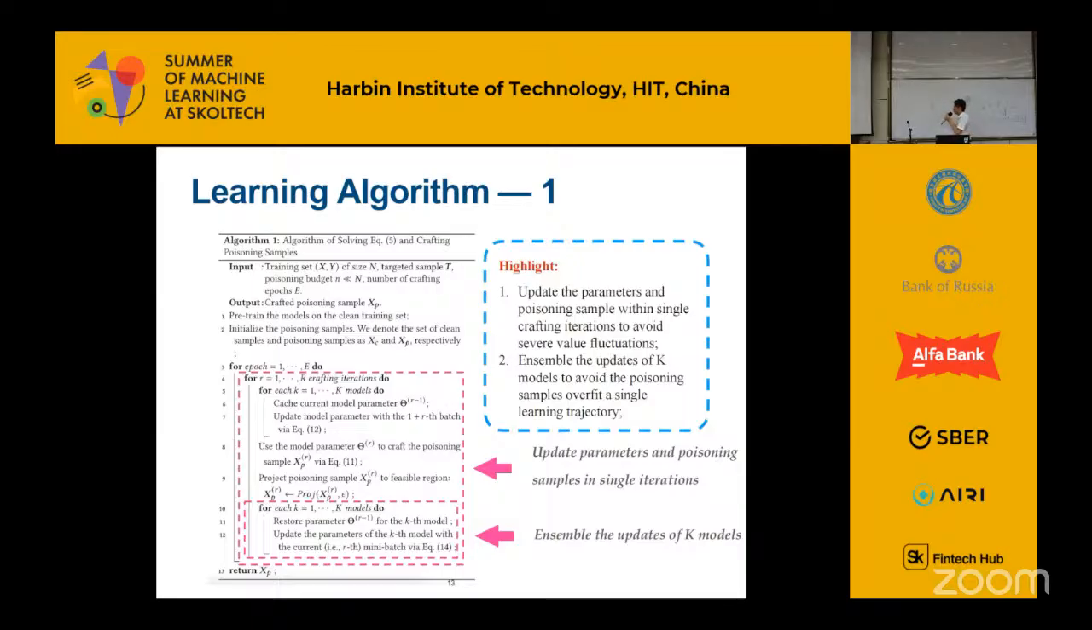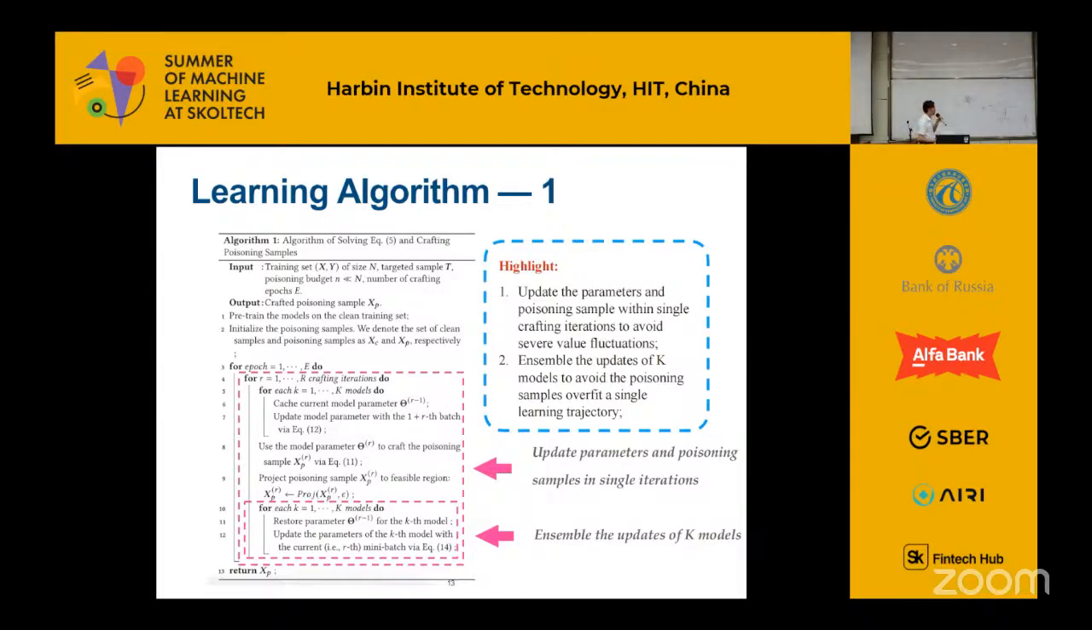And in order to get across this, we have several strategies. For example, at the bottom of this one, we have the ensemble of the updates of K models. Because after K models, we will diminish such a kind of randomness caused by different learning paths or learning trajectories.